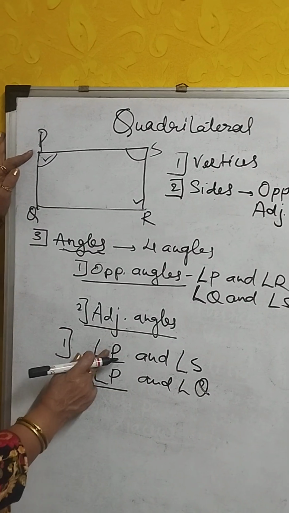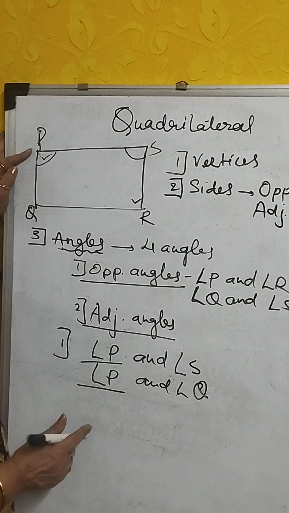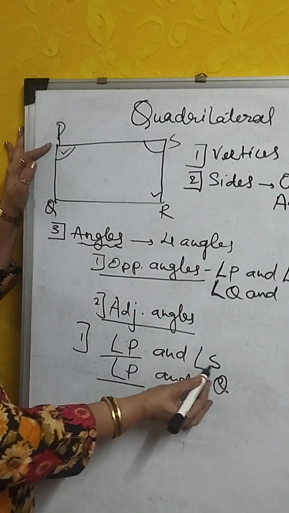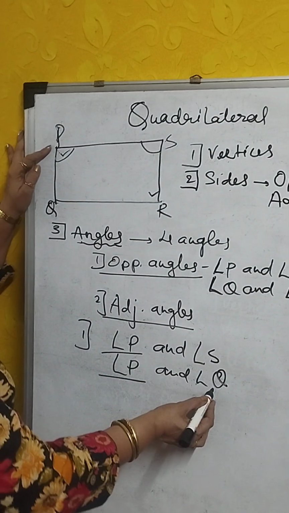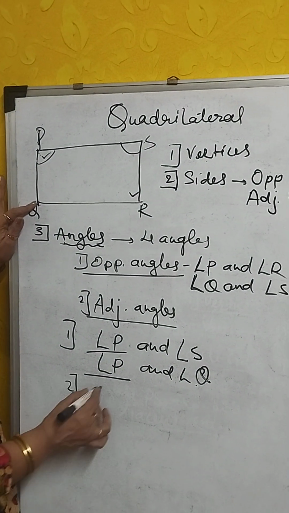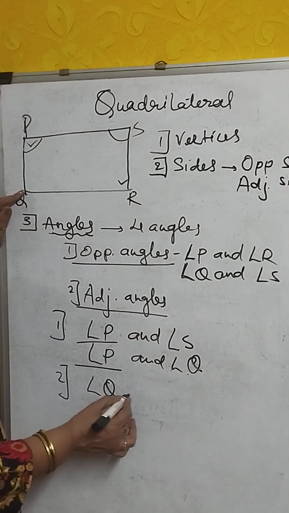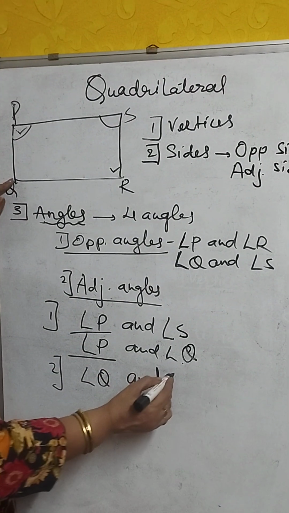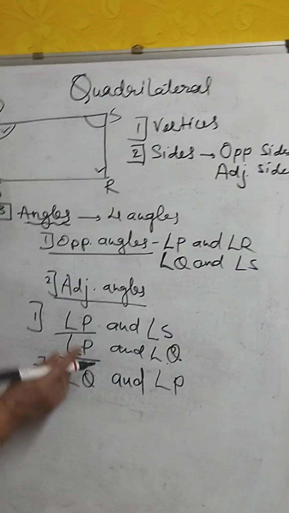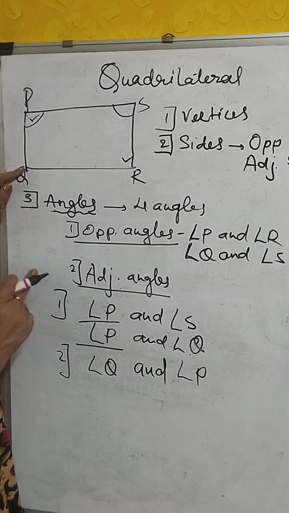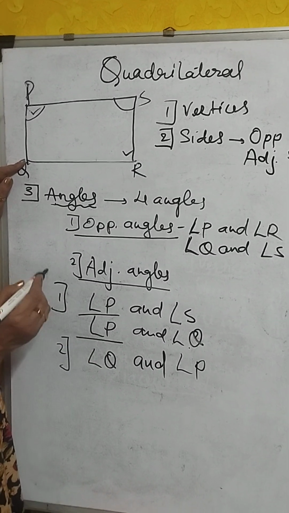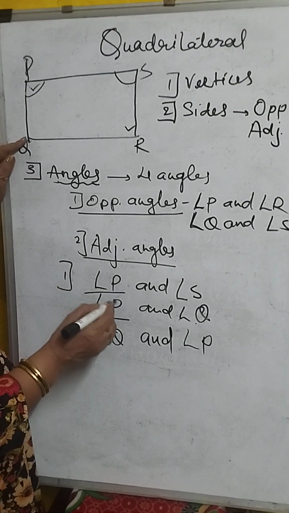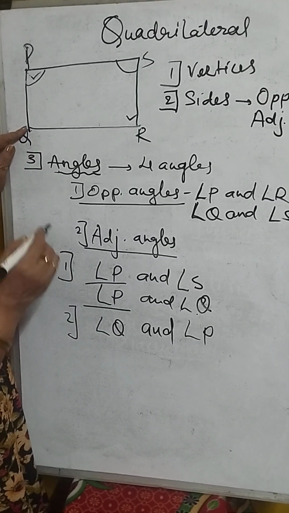Means for every angle, two adjacent angles are there. Here written: angle P and angle S, angle P and angle Q. Now we will consider angle Q. Then which angle is adjacent for this? Angle P is adjacent. This is simpler knowledge, but it is very important. In theorems, in proofs, you people can't understand how to write. Remember this. So I am giving you this basic knowledge. Basic knowledge is very important.